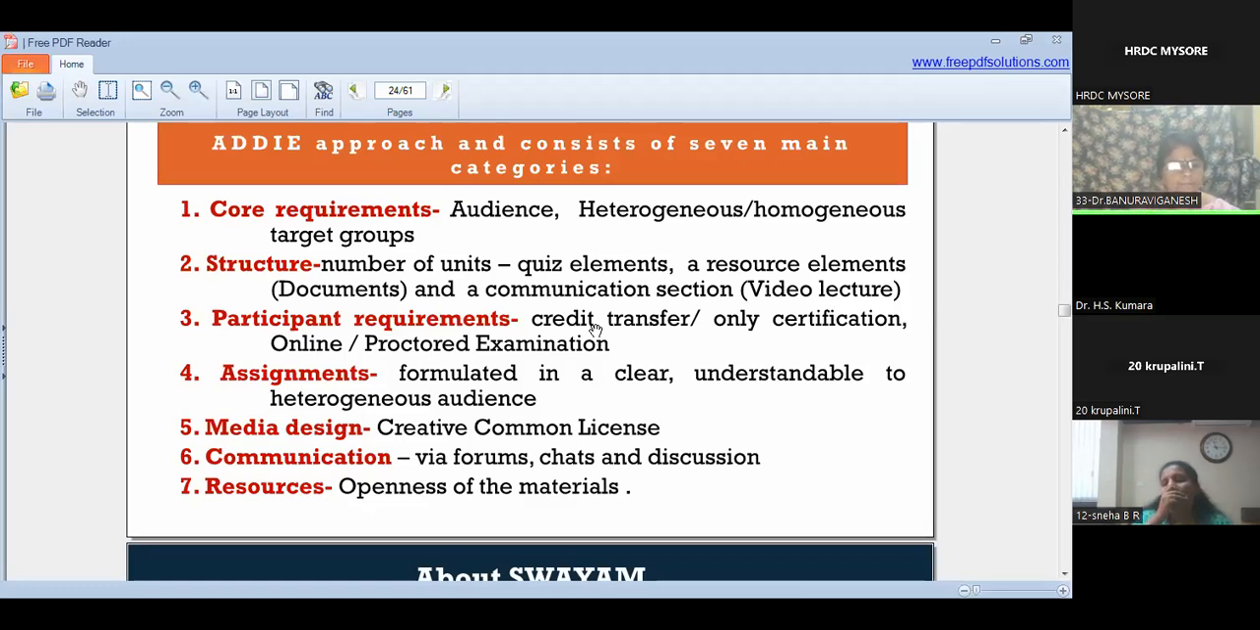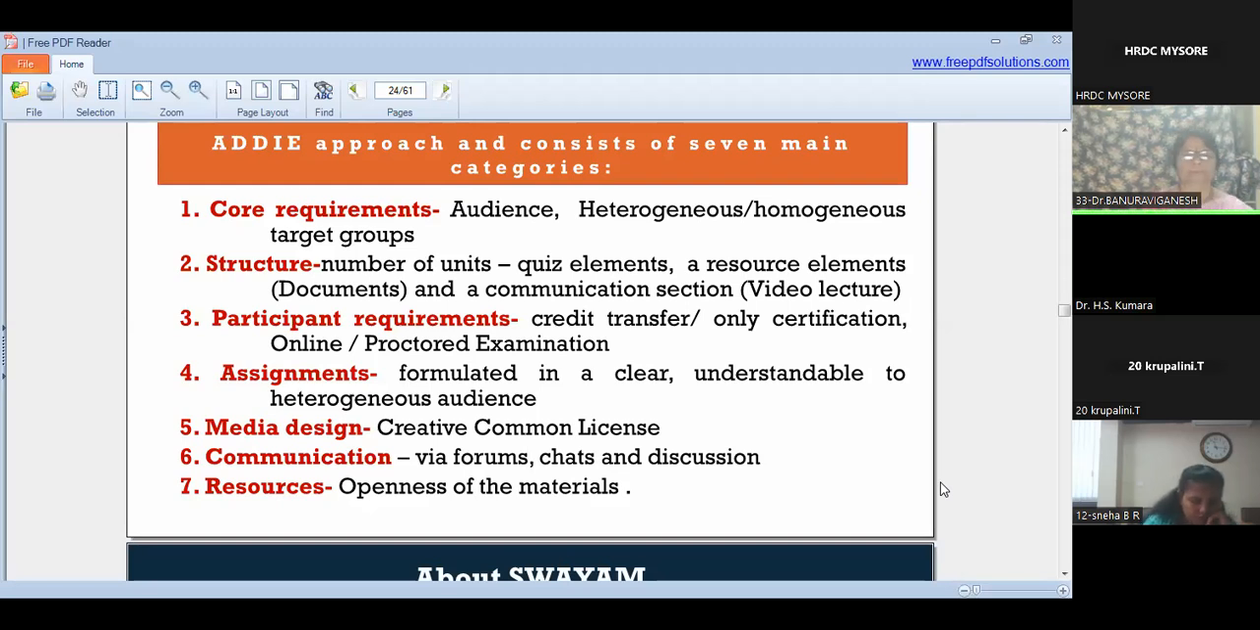Then participant requirements: we need to decide whether we want to make it for credit transfer or only certification. Credit transfer is possible only when the course is made available for undergraduate or postgraduate students. If anybody other than current students wants to learn, it is given only for certification. Then we need to decide on online as well as proctored examinations, whether to conduct an online examination or a proctored pen and paper examination. Then again the assignment, because the audience is heterogeneous, needs to be decided.